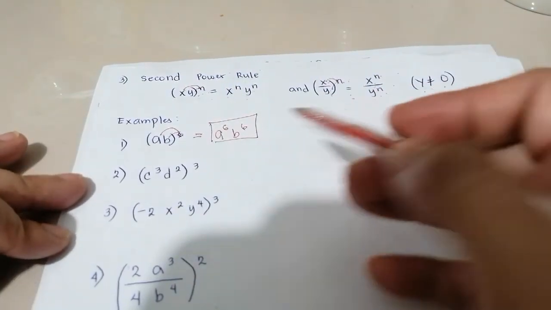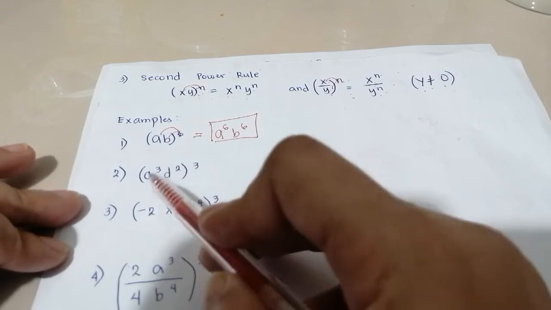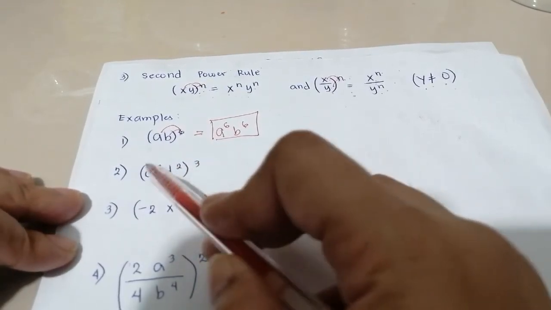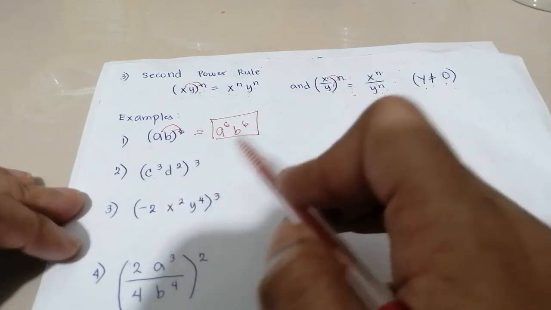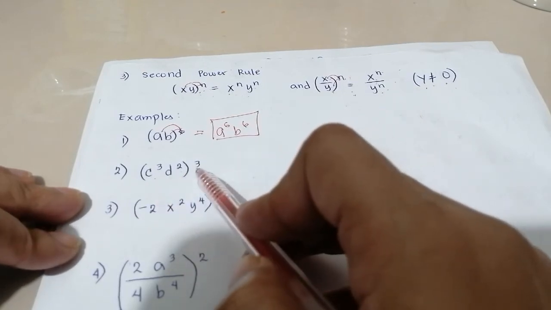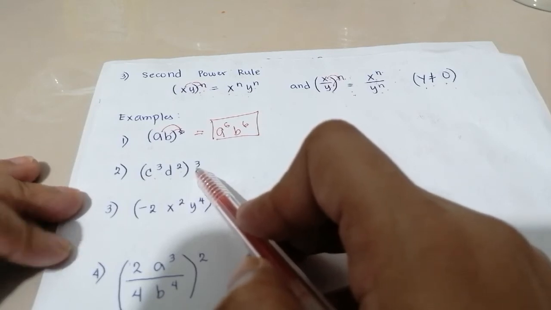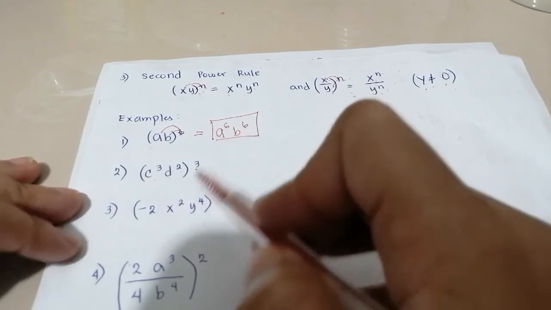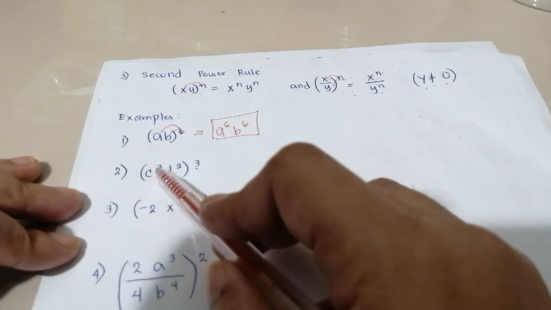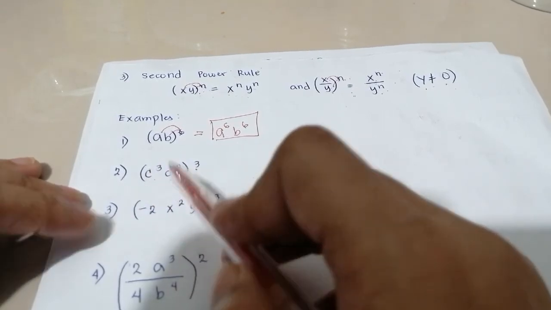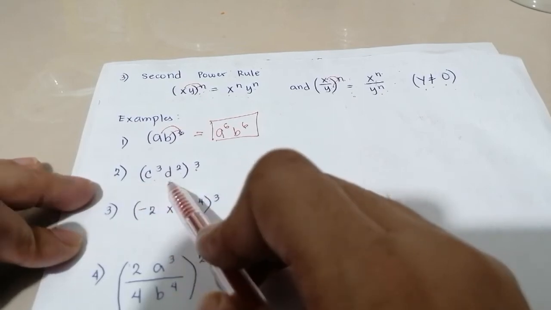Next, for this one naman, C raised to the 3rd power, D raised to the 2nd power, close and open parenthesis, raised to the 3rd power. So, ang gagawin natin dito, it's a combination of the second and the third rule. Okay, meron tayong double exponent at the same time, meron tayong exponential form dito na hindi pareho.